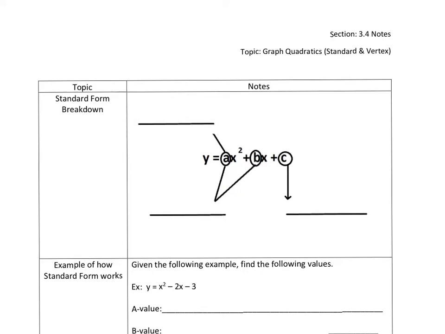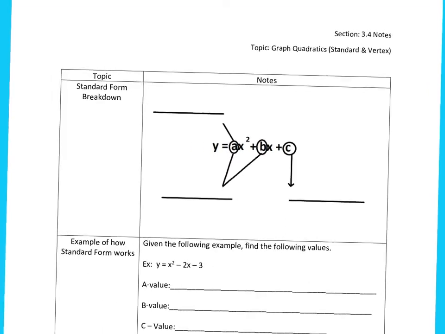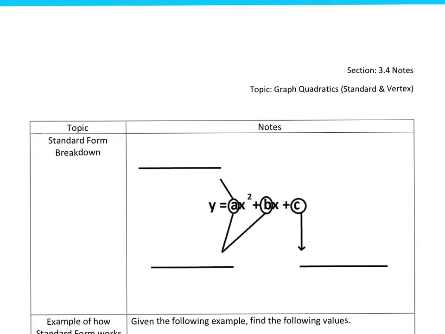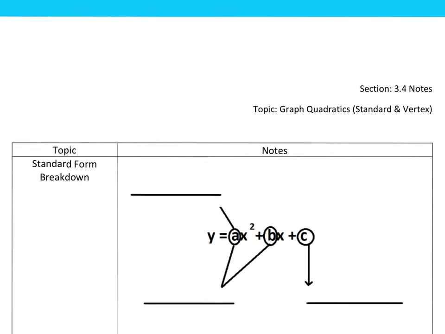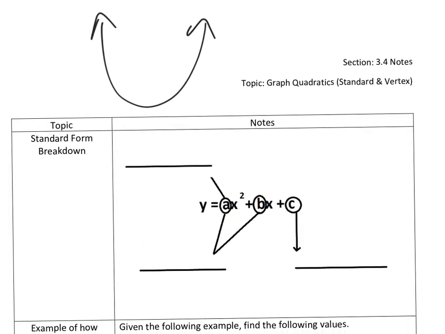3.4 is over, ooh, words are hard. Graphing quadratics, okay? Flashback, have we graphed quadratics before? Yeah, we have. What did they look like? What shape? U. These look like the letter U, whether it was perfect like that or upside down, okay? So we have done this before.